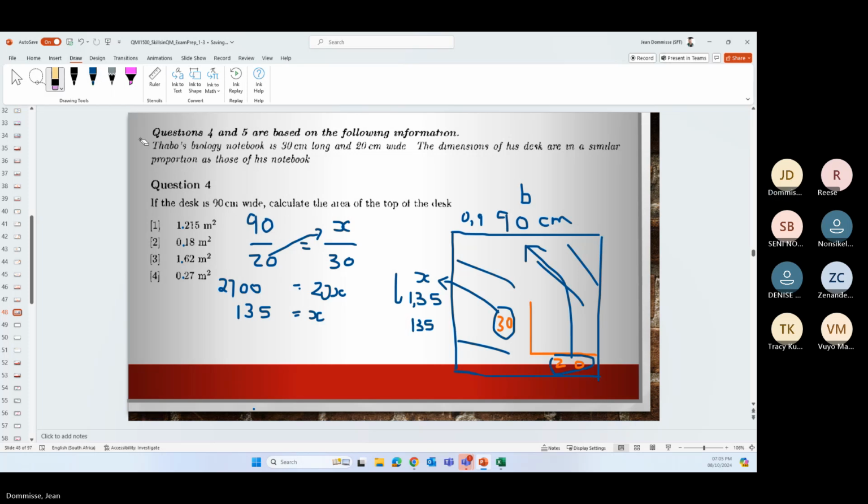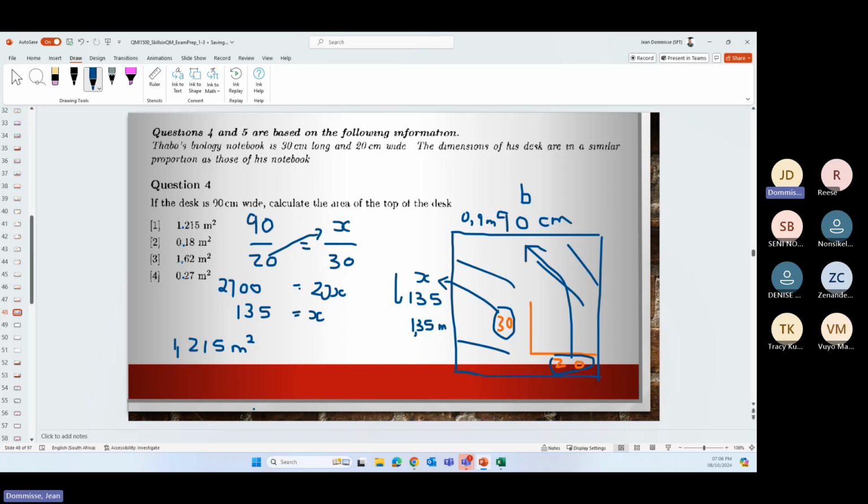Sorry, 1,35 meters, and that is 0,9 meters. So if we put 90 centimeters, how many meters is it? It's 0,9 meters. 135 centimeters is 1,35 meters. So 1,35 times 0.9 gives us 1,215 meters square.